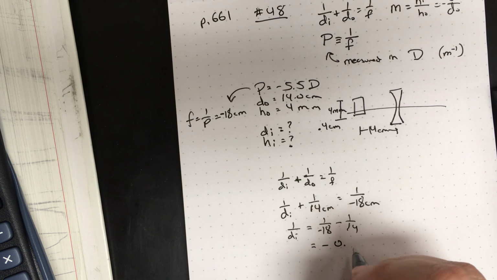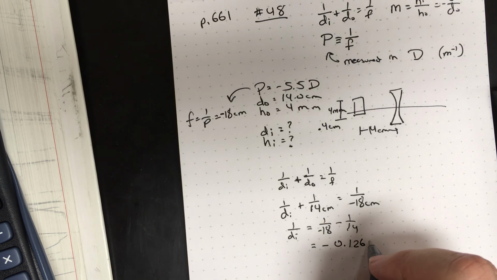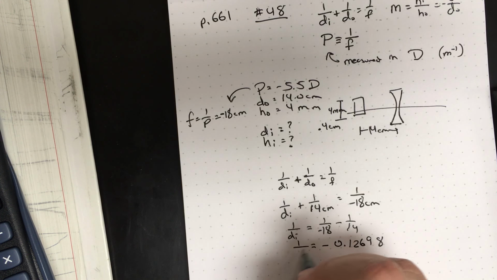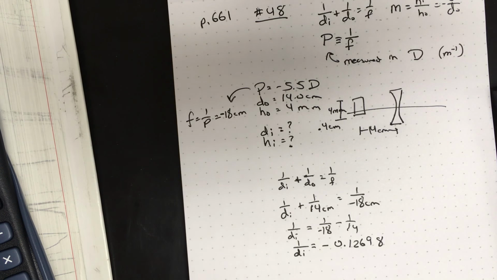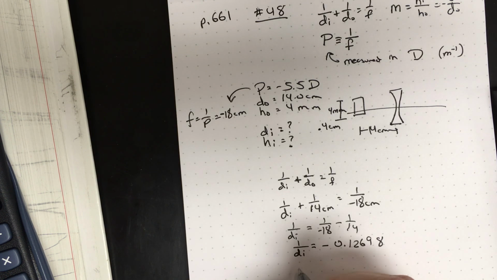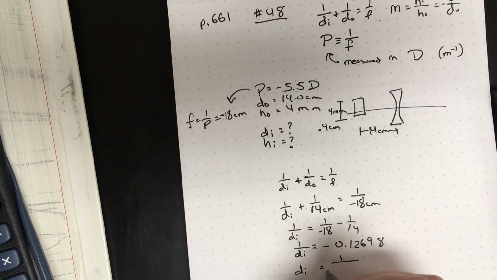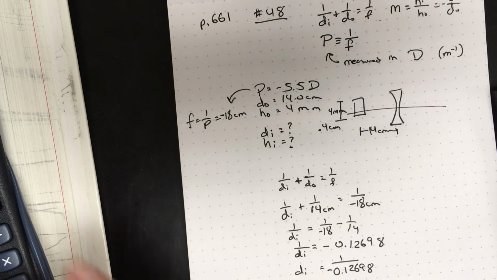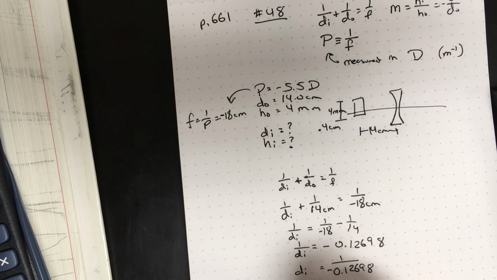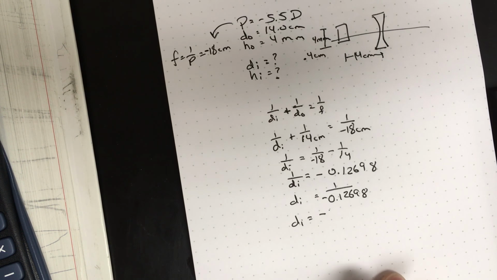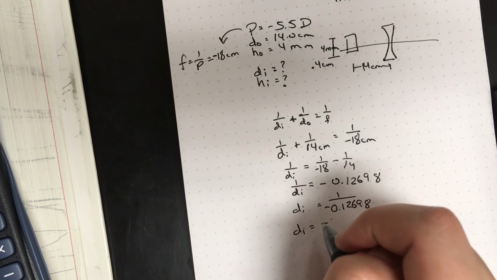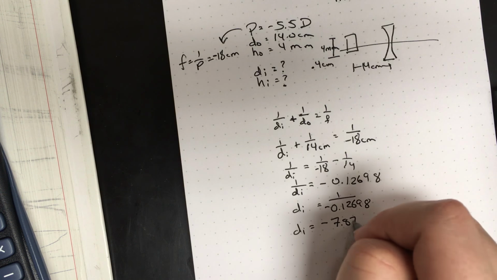negative 0.126 98. That's 1 over di, so then di is the inverse of this, right? Di is going to be 1 over that. Which I'm getting that the image is negative 7.87 centimeters.